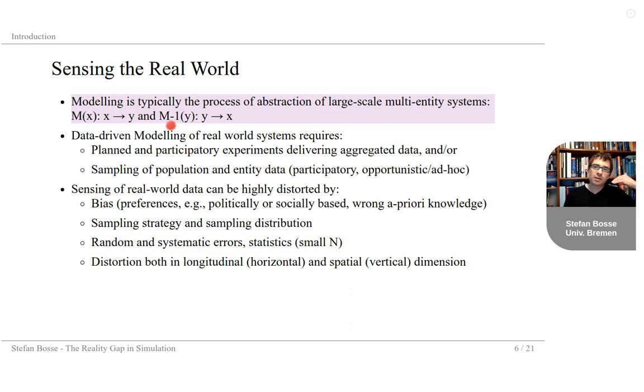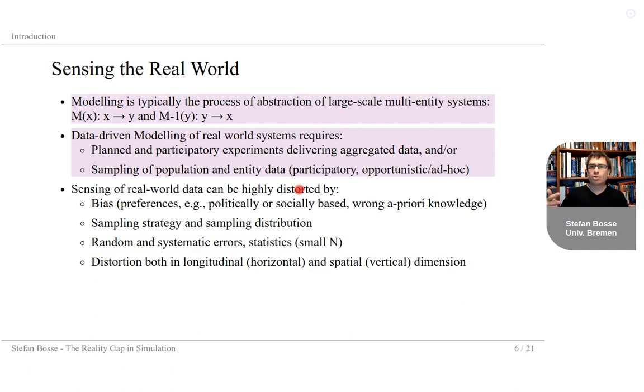That means typically the system-level aggregate variables. For example, in disease monitoring, it's the infection case rate, and we want to map this infection case rate to some population parameters or citizen crowd parameters like mobility, social interaction, any kind of protection, and so on. Then we have data-driven modeling of real-world systems that requires planned and participatory experiments delivering aggregated data and/or sampling of population and entity data.